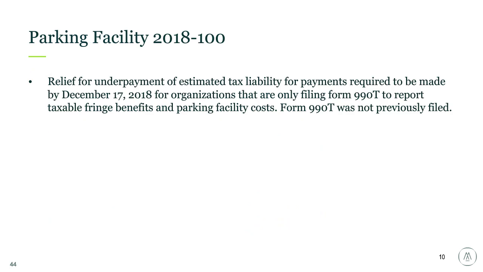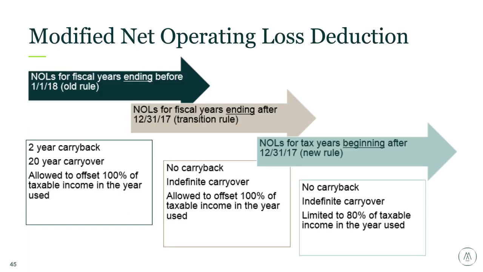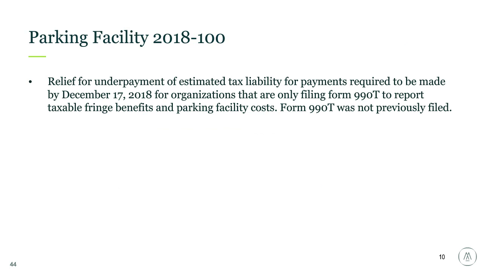So in Notice 2018-100, there were some elements of relief for organizations. Sorry, I skipped ahead. That would be if you have estimated tax liabilities and you didn't know that you might have it, you have some relief for your estimated tax liabilities.